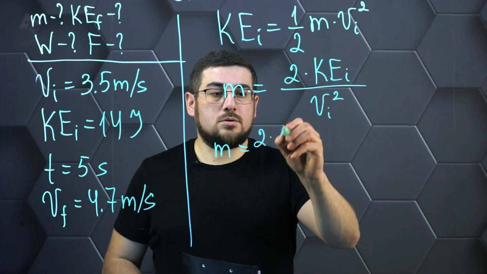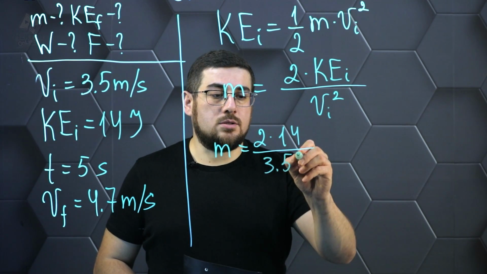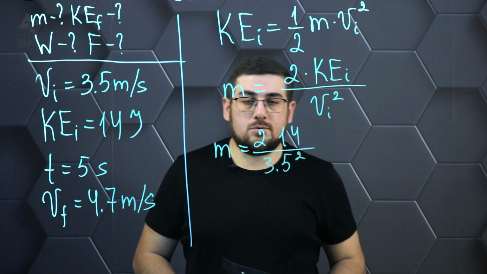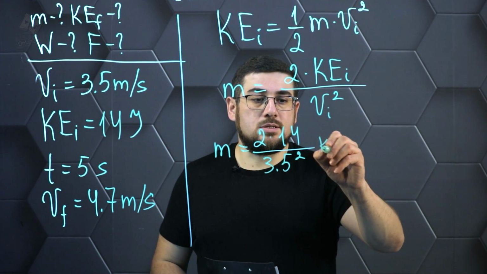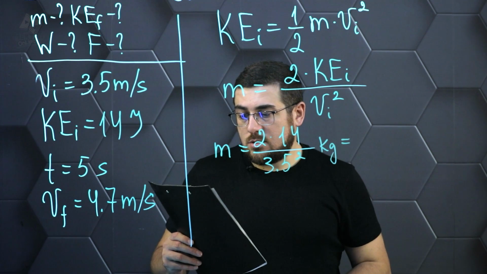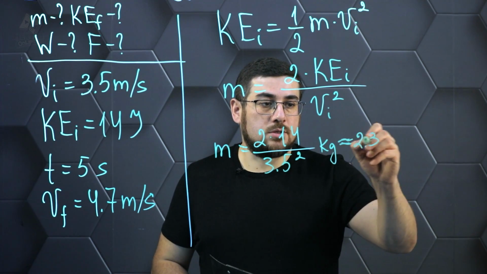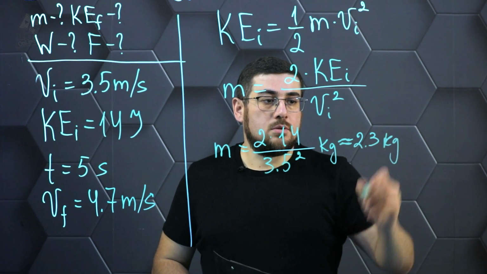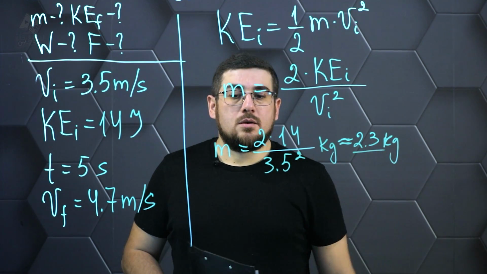So 2 times 14 divided by 3.5 squared. Given that we take all the data in the SI system, the unit of mass in this case will be the kilogram, and we get the approximate value of 2.3 kilograms. That is the answer for mass.